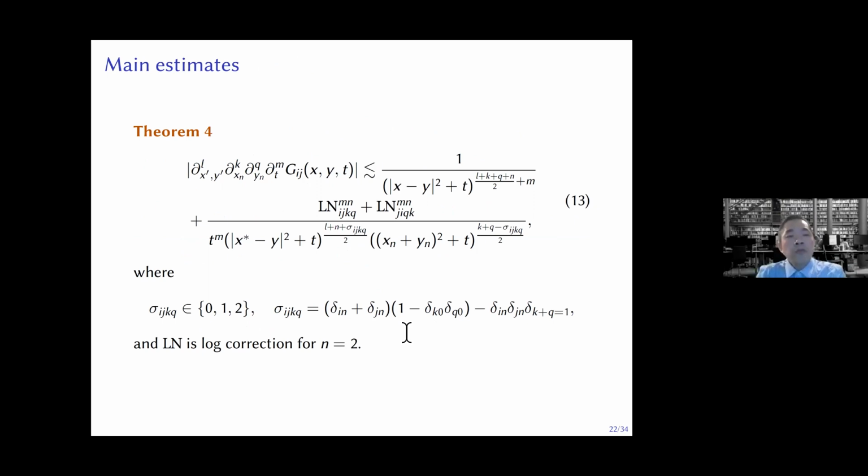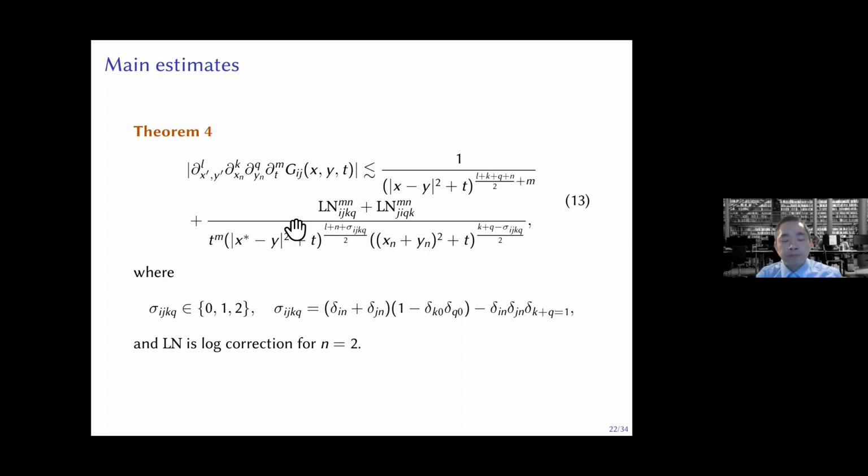And then Theorem 4 is our main estimate. So Gij is our unrestricted Green tensor. We have tangential derivative, normal derivative, and time derivative. And this part here comes from the heat kernel, or it's the same as the Oseen tensor. And this part is the main thing. And here, Ln is some little correction for dimension 2, so you can forget them. For dimension n is 3 or higher, you can think of it as just 1 here.